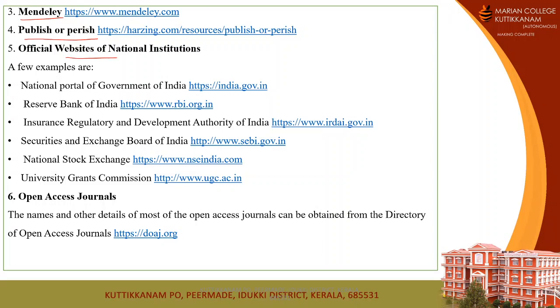The next one is open access journals. They are scholarly journals that is available online to the readers without any kind of financial, legal or technical barriers. And you can obtain the list of those open access journals from this URL. You can search for the same.